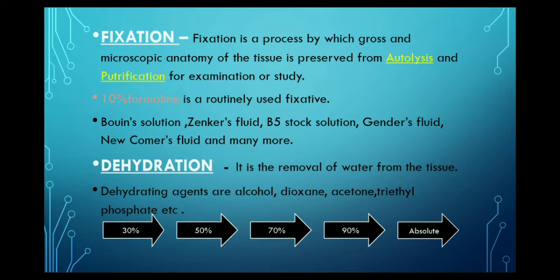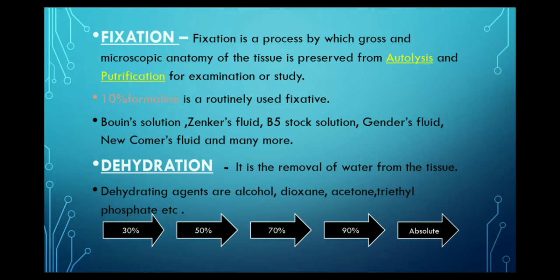And the second one is dehydration. Dehydration is the removal of water from the tissue. Now the question is, why do we remove water from the tissue? It is important because water is not miscible with paraffin wax, which we are going to use in next steps. Dehydration is done in few steps, from lower concentration alcohol to higher concentration alcohol. As you can see, 30% to 50%, 50% to 70%, 70% to 90%, and 90% to absolute alcohol.